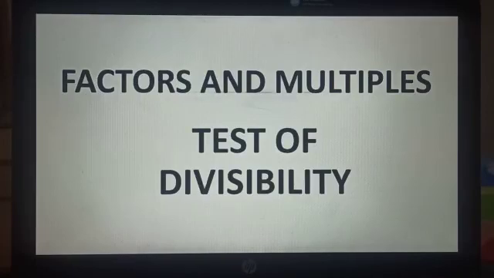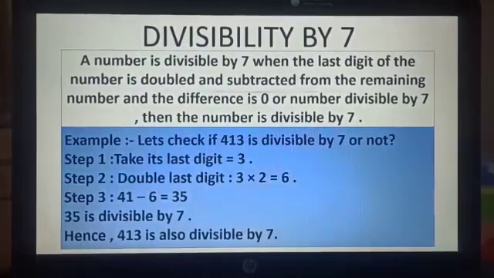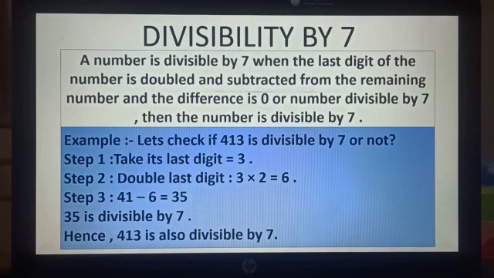Hello students, today we will continue chapter factors and multiples. There are certain tests which can confirm whether a number is divisible by some other number. We will check by divisibility test.